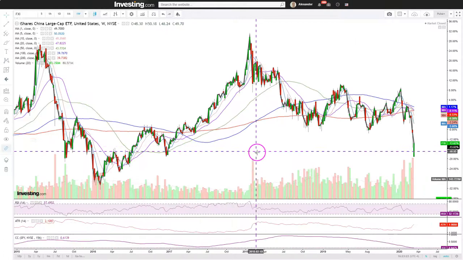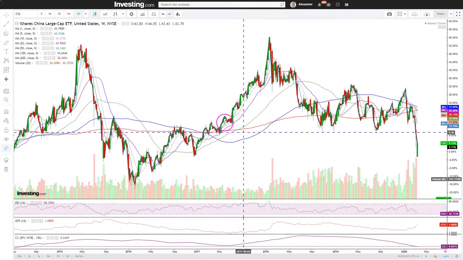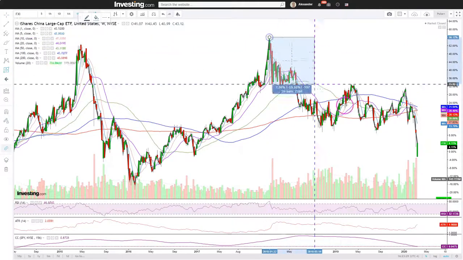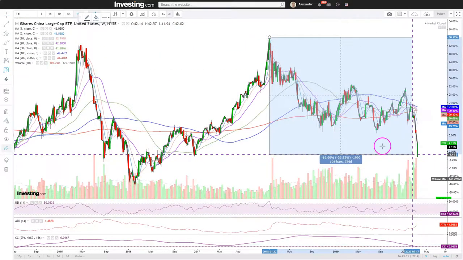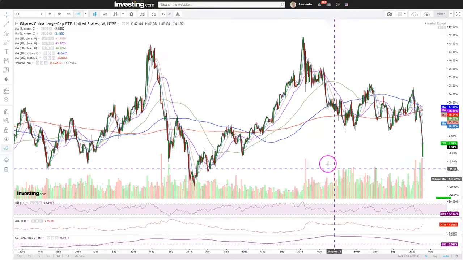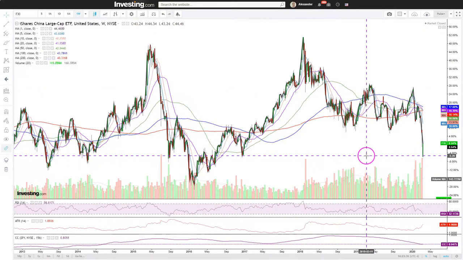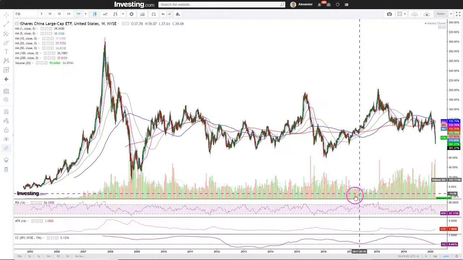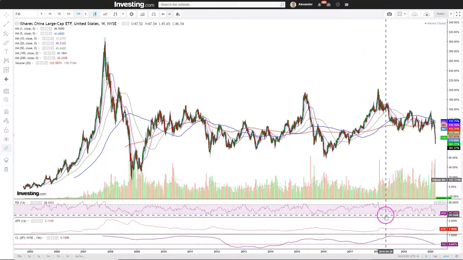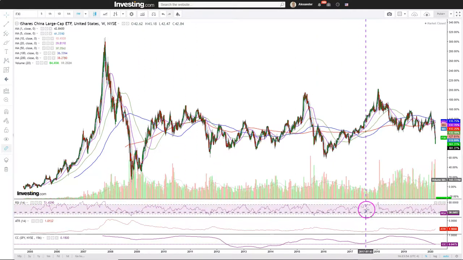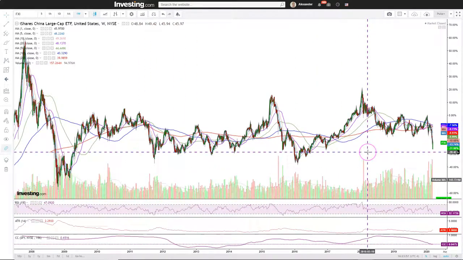So, let's zoom in a bit here and measure the fall. If I measure from this high to this low, that's minus 37%. If we zoom out again and look at the RSI, you see that historically we usually aren't that much below that lower end, even during the financial crisis. So you could make an RSI case. Maybe there will be at least a bit of a bounce.